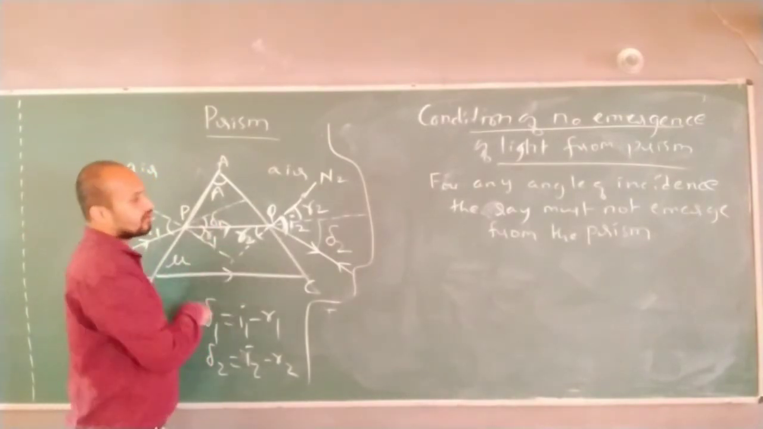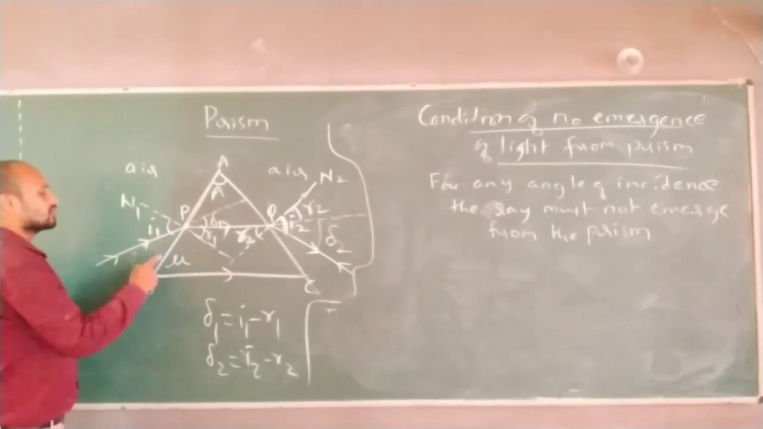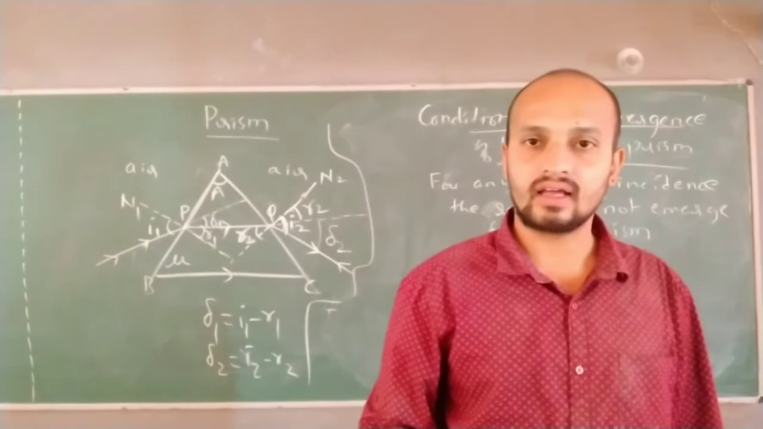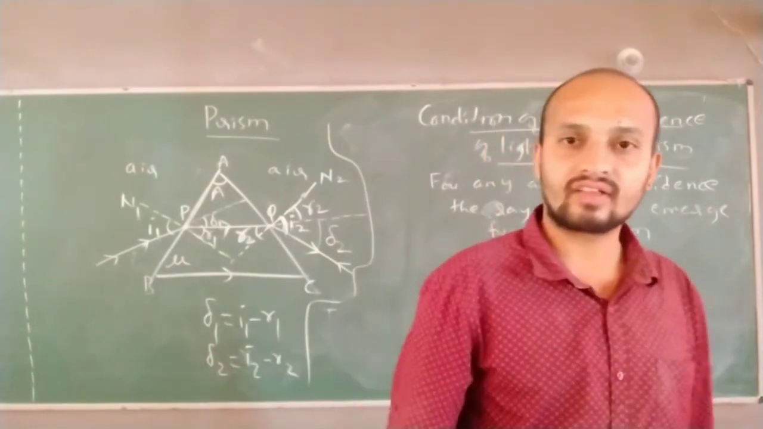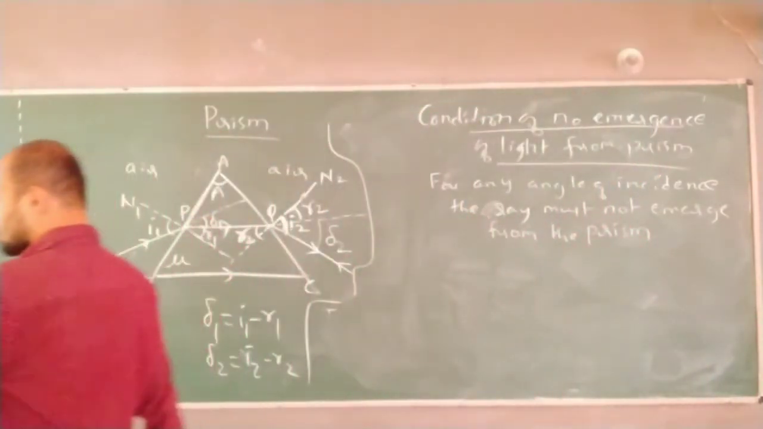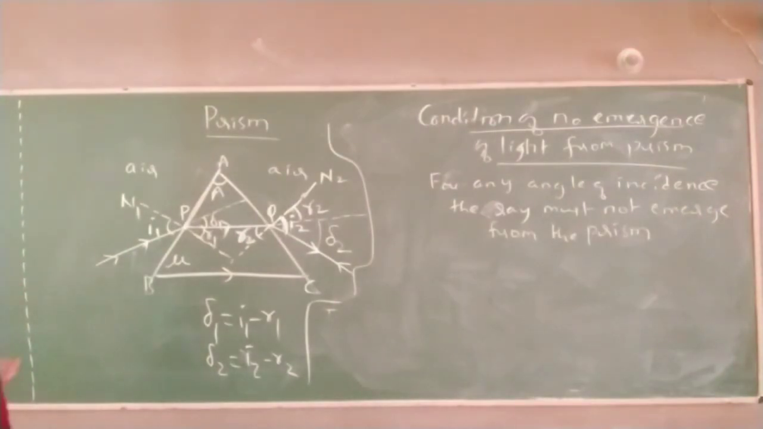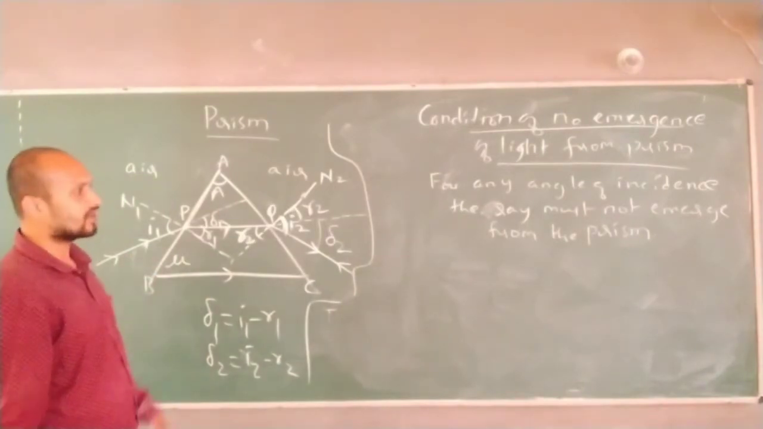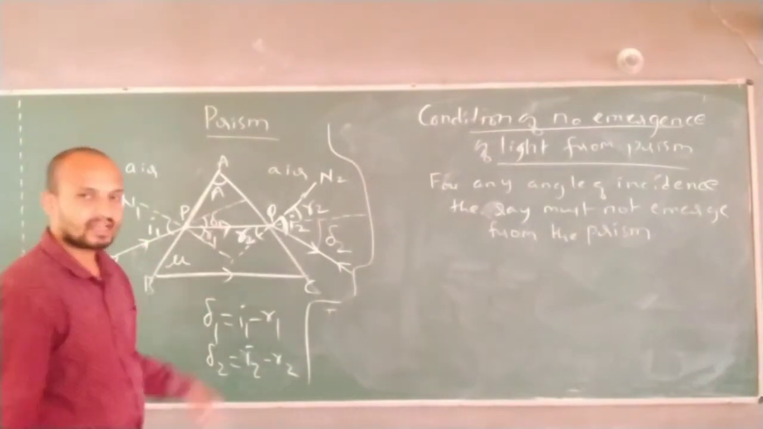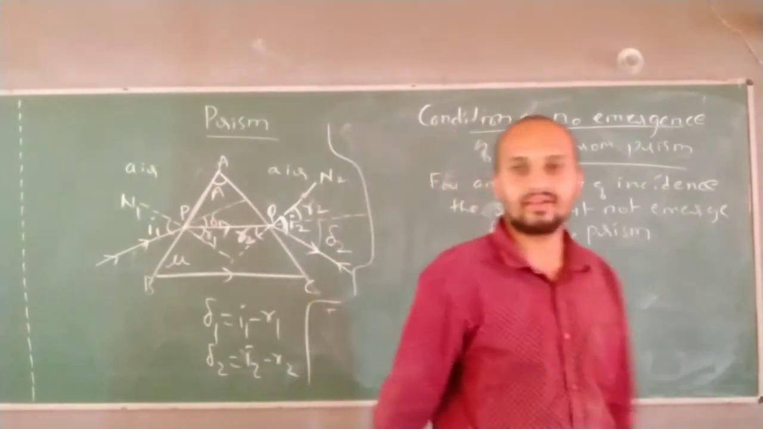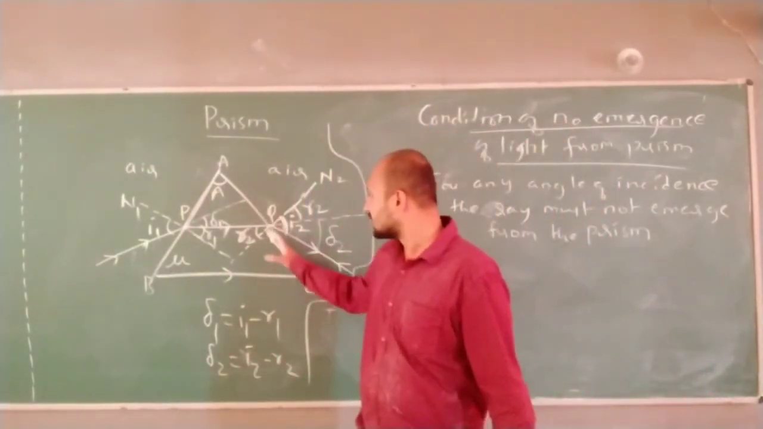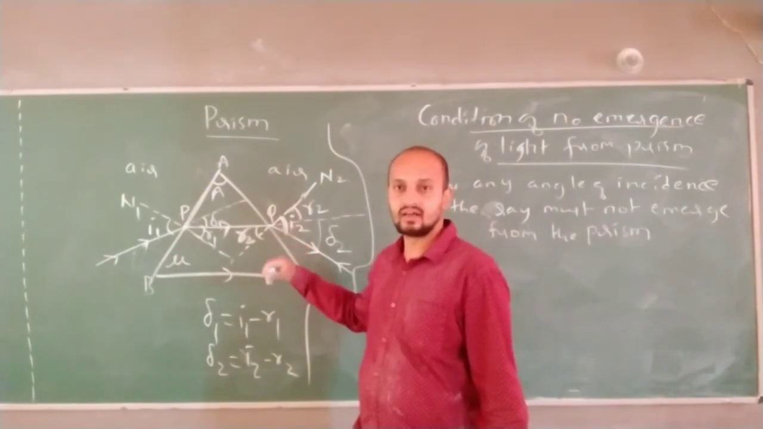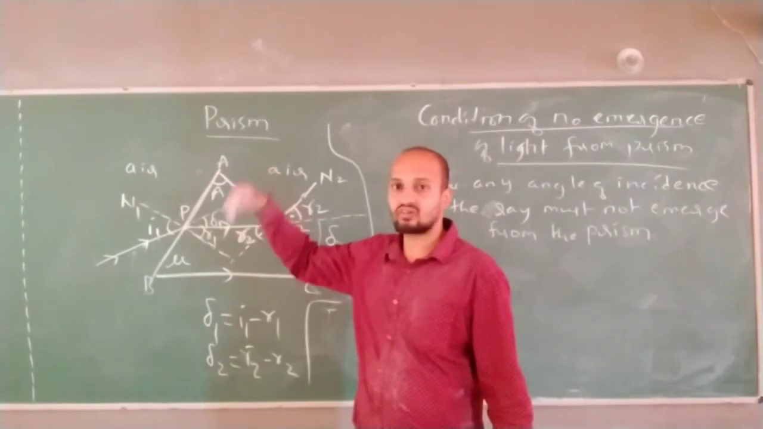For any value of incidence, I value ranges from 0 to 90, sorry, not 1 to 90, 0 to 90. So the maximum value of angle of incidence is 90 degrees. If you look at the maximum deviation, you will find it at I1 at 90 degrees. This is the possibility: maximum deviation when I1 is 90 degrees or I2 is 90 degrees.